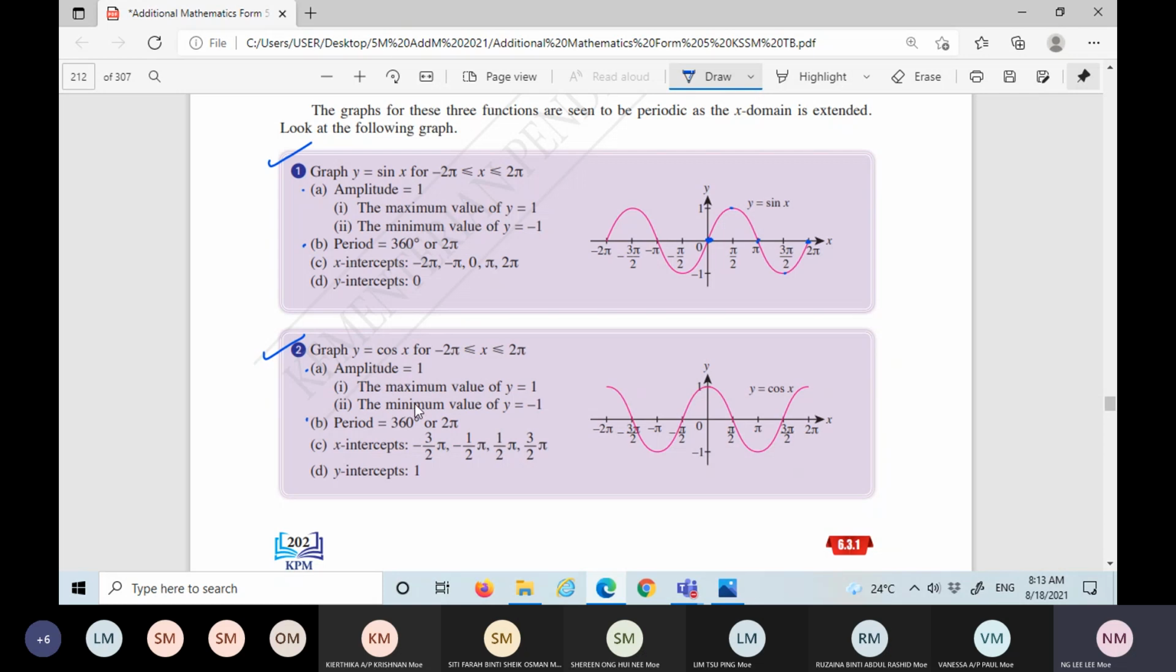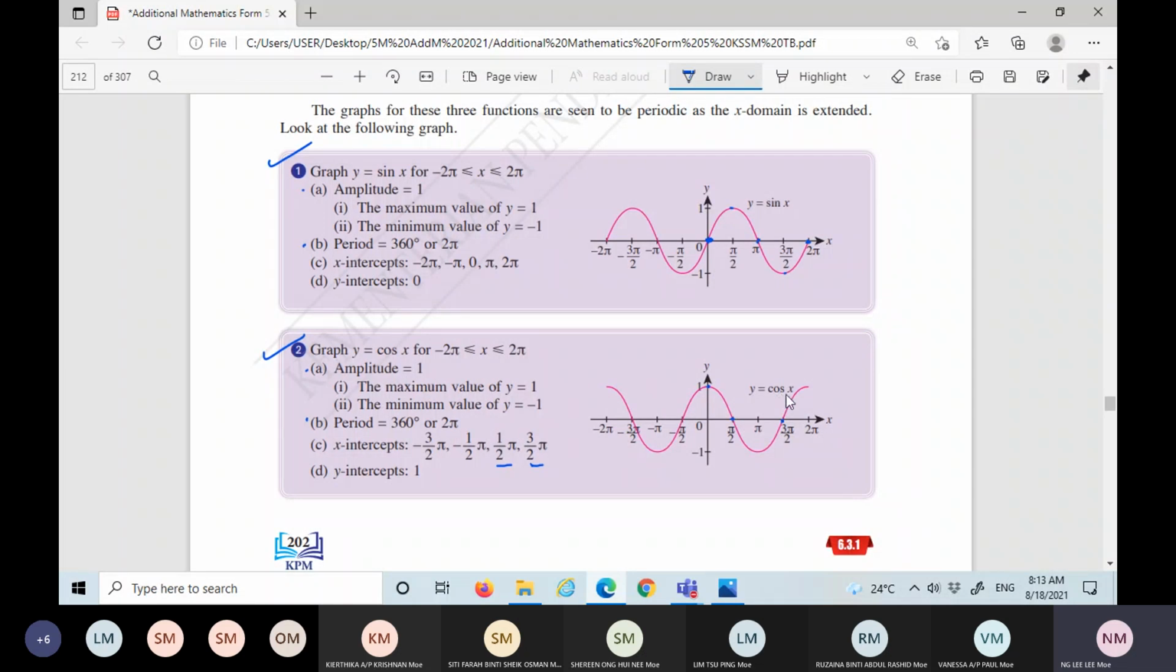Then for the y equals cos x graph, the x-intercept means the same thing, where the graph cuts the x-axis, so here and here. So it's pi over 2 and then 3 pi over 2. And when the graph cuts the y-axis is here, so the y-intercept is at 1.